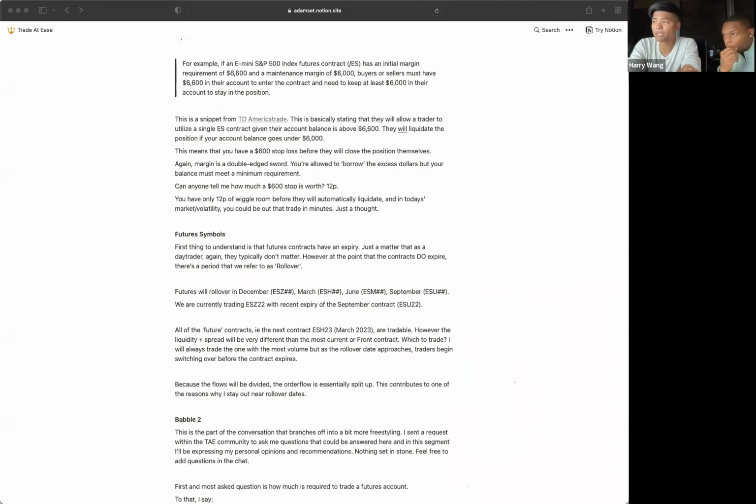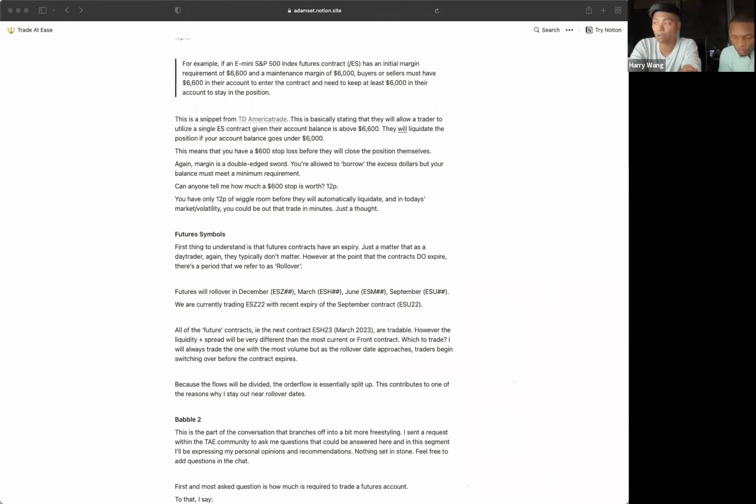All the futures contracts, i.e. the next contract, ESH23, March 2023, are tradable. However, the liquidity and the spread will be very different than the most current or the front contract.